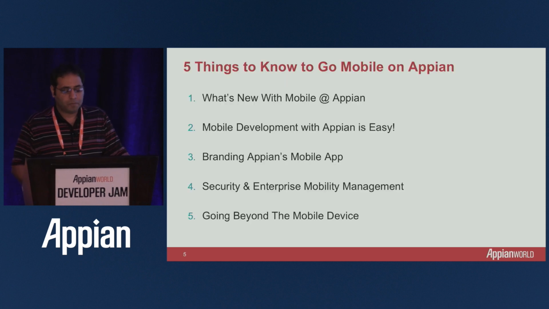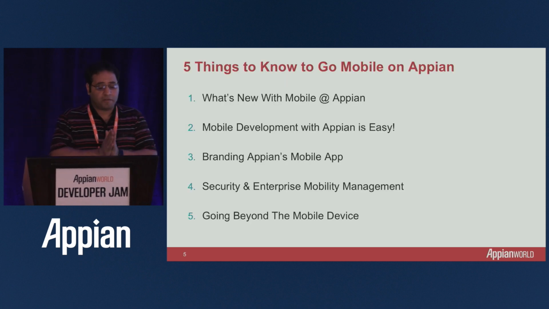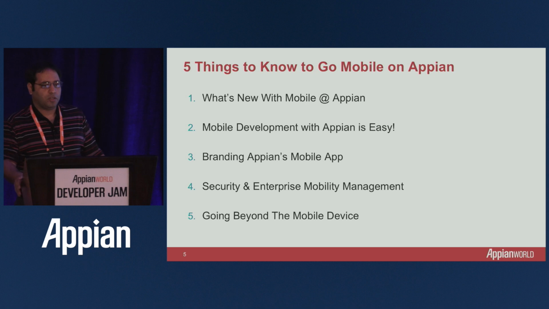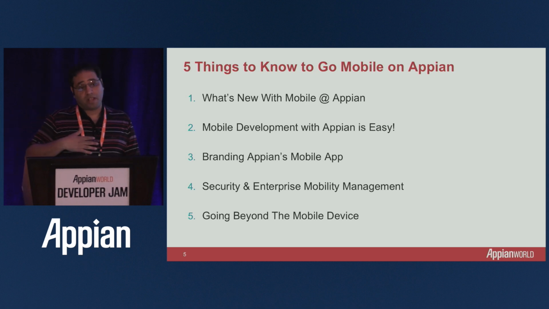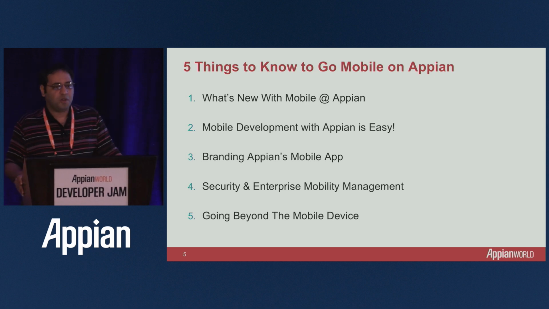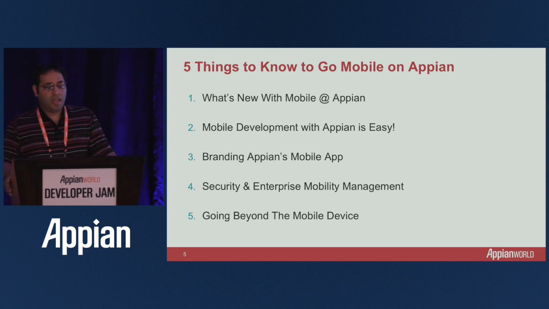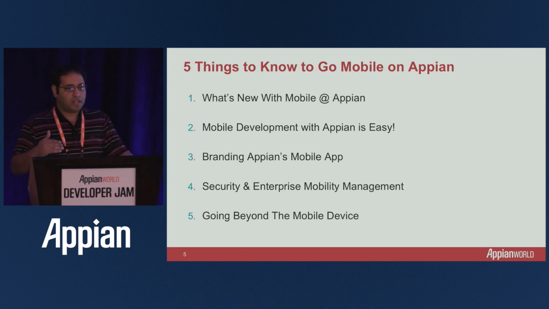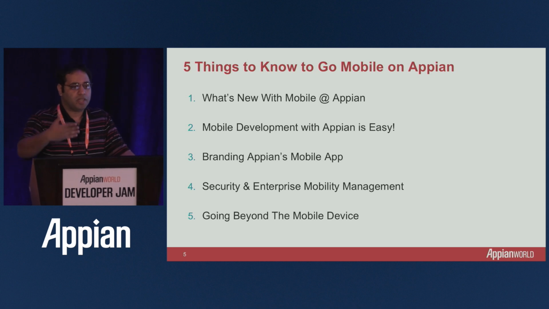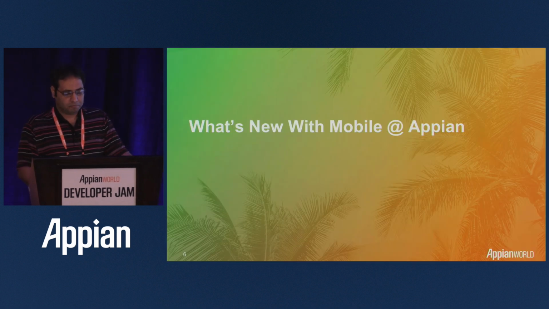So the topic for today, 5 things to know to go mobile on Appian. First, we want to share with you what's new with the mobile applications that we have. Second, we want to show you how easy it is to develop a mobile application with our tools. Third, we want to show you how to brand those applications to match your corporate identity. And finally, we're going to be talking about security and enterprise mobility management and going beyond the physical mobile device.